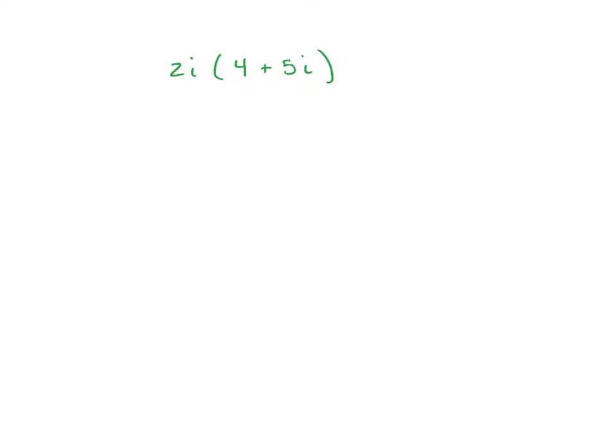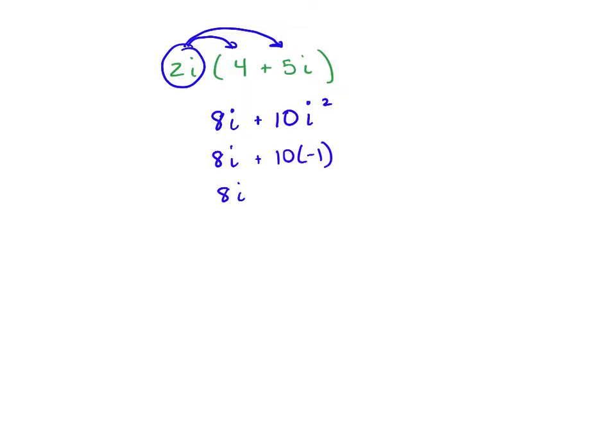Let's do one where we do get to do some distributing. Here we go. We got a 2i multiplied by this complex number, 4 plus 5i, so we have to distribute. So we do 2i times 4. We just multiply the 2 and the 4. That's 8, and then we got our times the i. Then we go plus, because it's a positive 2 times a positive 5, so 2 times 5 is 10. We get an i times i, which is i squared. But remember, i squared is equal to negative 1, so it's 10 times negative 1, so it's 8i, and 10 times negative 1 is negative 10.